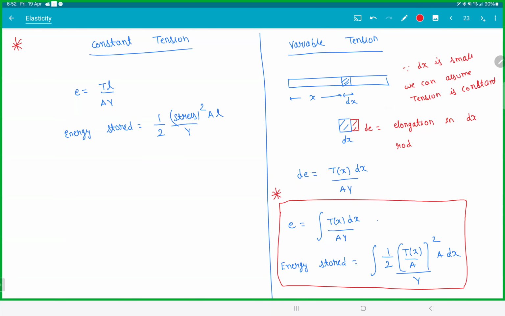Have a look at this. The main thing is you only know these two formulas. So if the tension is varying, somehow we have to manipulate these two formulas to use them. So what we do, we take such a small dx that you can assume tension is constant. Then you can add all the small elongations to get the total elongation. Same way, you can add the energy in those small rods and add it up.